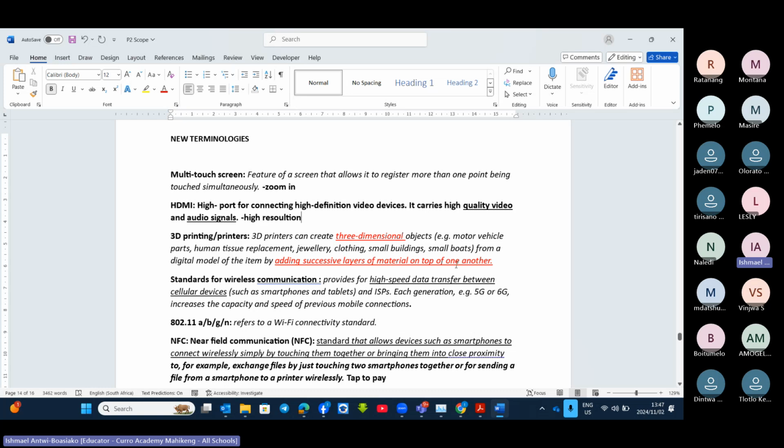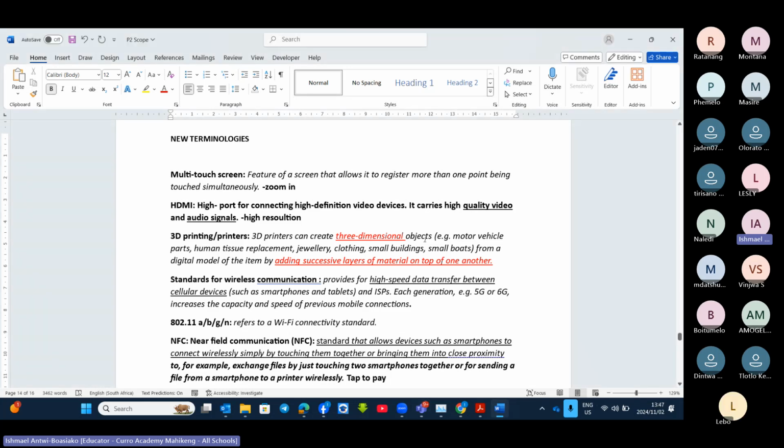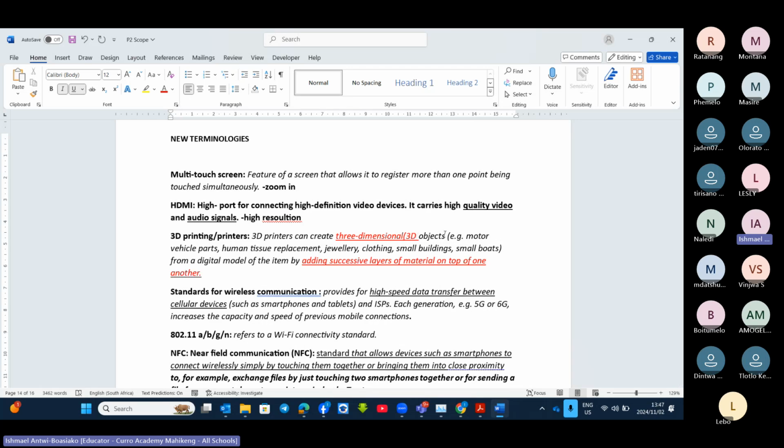So basically, the keywords are the ones that I've highlighted. They give a three-dimensional object. Or if you cannot remember three-dimensional, you just say 3D. And I believe everybody remembers 3D. 3D object. How do they create a 3D object? By adding successive layers on top of each other. So these are the definitions that I've highlighted here. If you write this, you get a full mark.